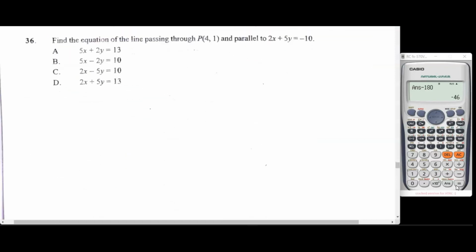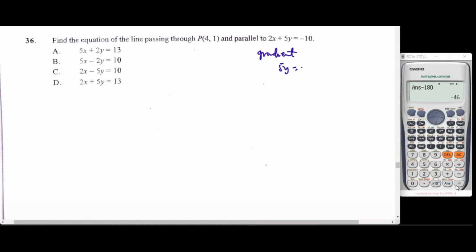Find the equation of the line passing through P(4, 1) and parallel to the line 2x plus 5y equals negative 10. So parallel lines have the same gradient. So we need to find the gradient from here before we generate the equation. So we're looking out for the gradient.